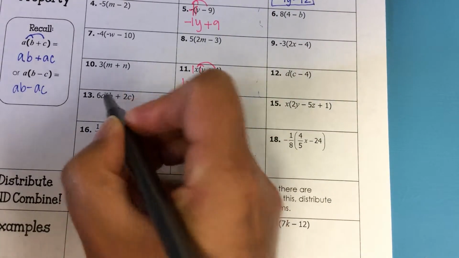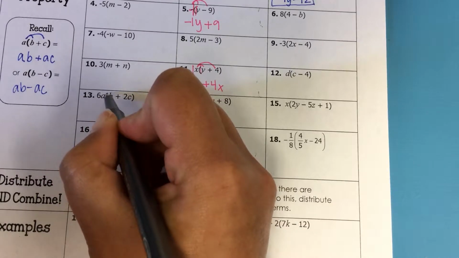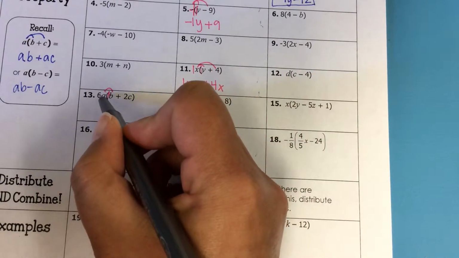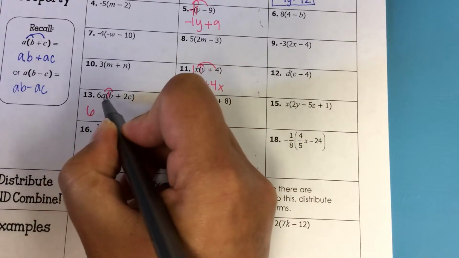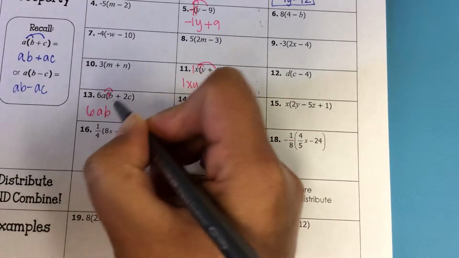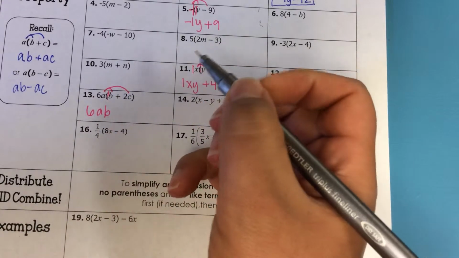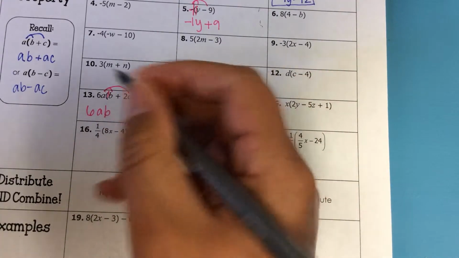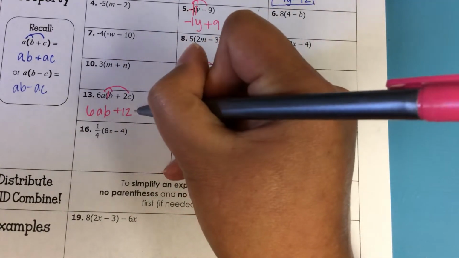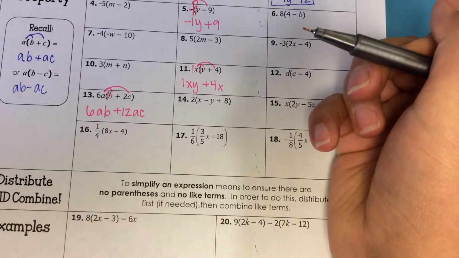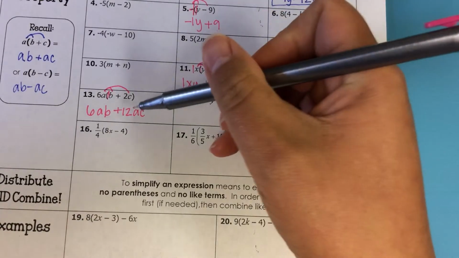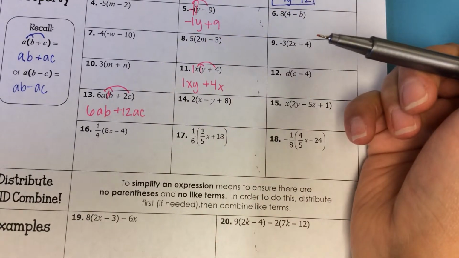On number 13, I've got 6a times b, or 6a times 1b, however you would like to look at it. 6 times 1 is 6, a times b is ab. Okay, take the 6, multiply it to 6a times it to the next term, so 6 times 2 is positive 12. And then a times c becomes an ac. Okay, we don't have to write dots or anything. We don't have to use parentheses. The most simplified form of it will just have the 2 letters together.